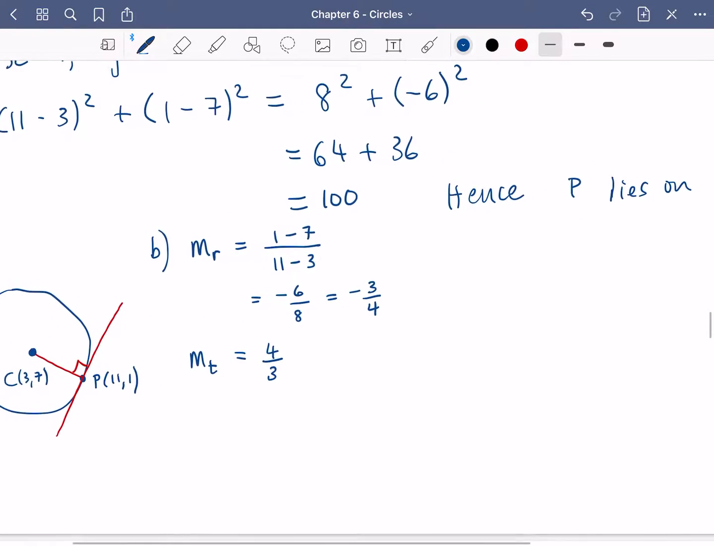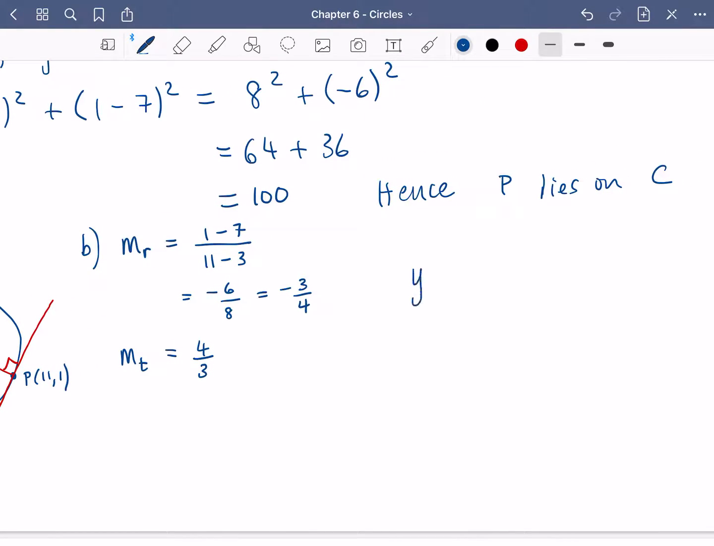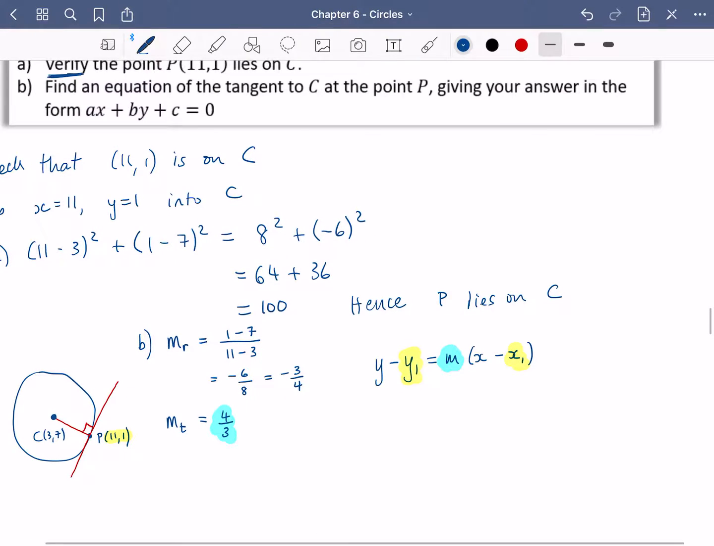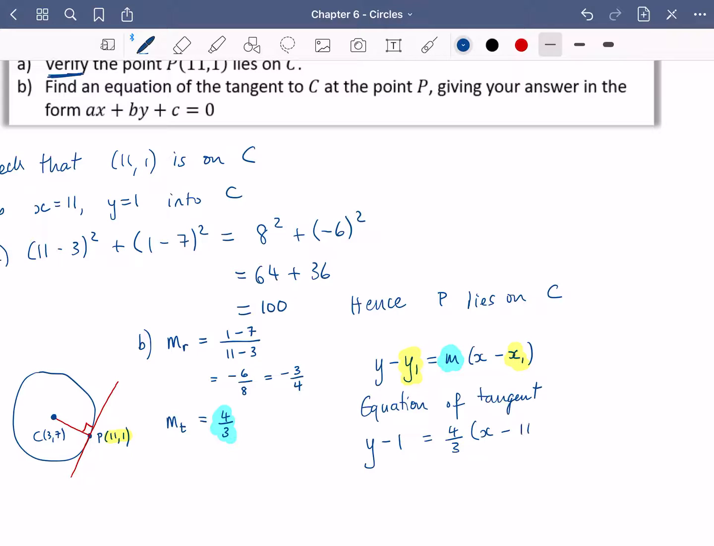Now, if you remember what you need to be able to find the equation of a line, you do y minus y1 equals m brackets x minus x1. So you just need two things: you need the gradient and you need a point. Well, we've already got the gradient because we've got that here. And actually, we've already got a point because we know that it's passing through that particular point. So I'm just going to go straight in and say what the equation of the tangent is. It's just going to be y minus y1, which is 1, equals 4/3 (x minus 11).